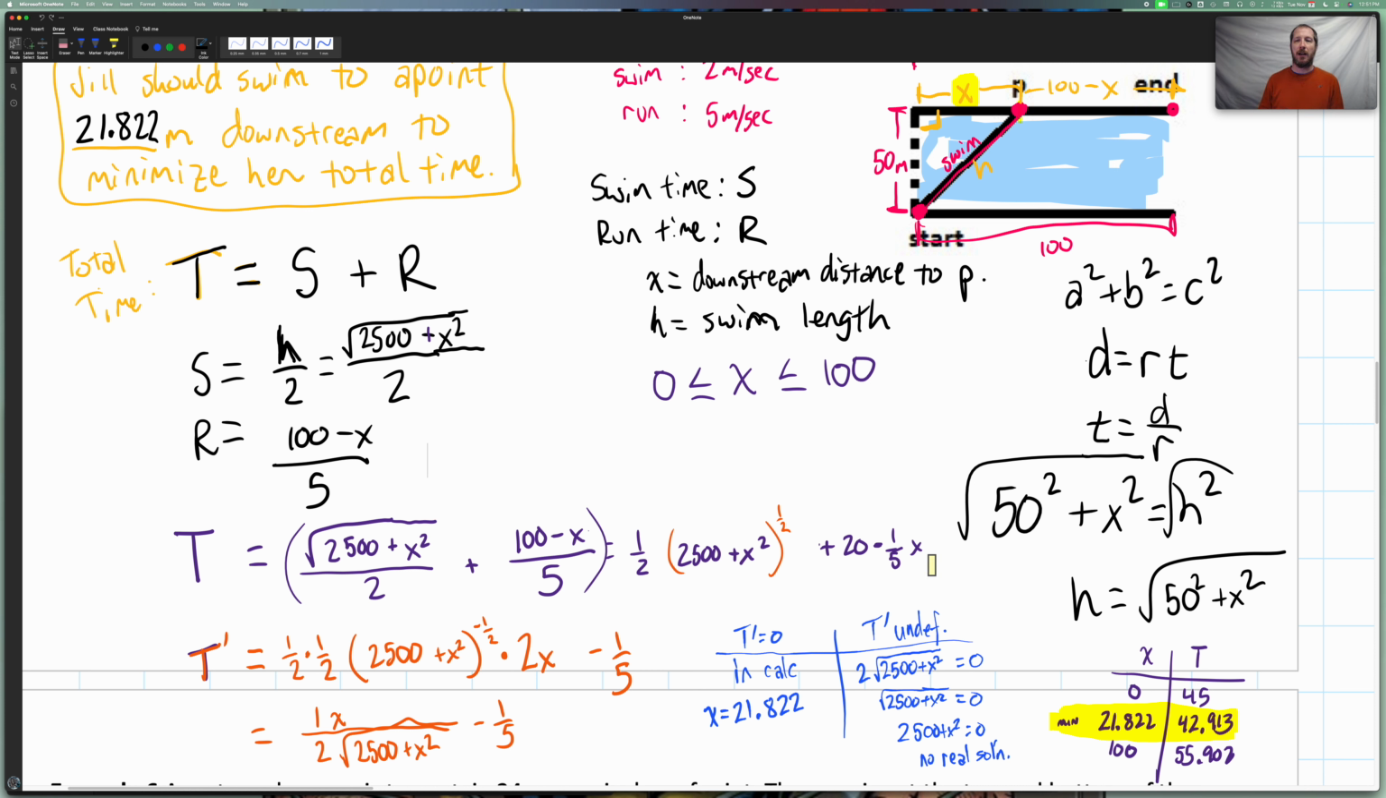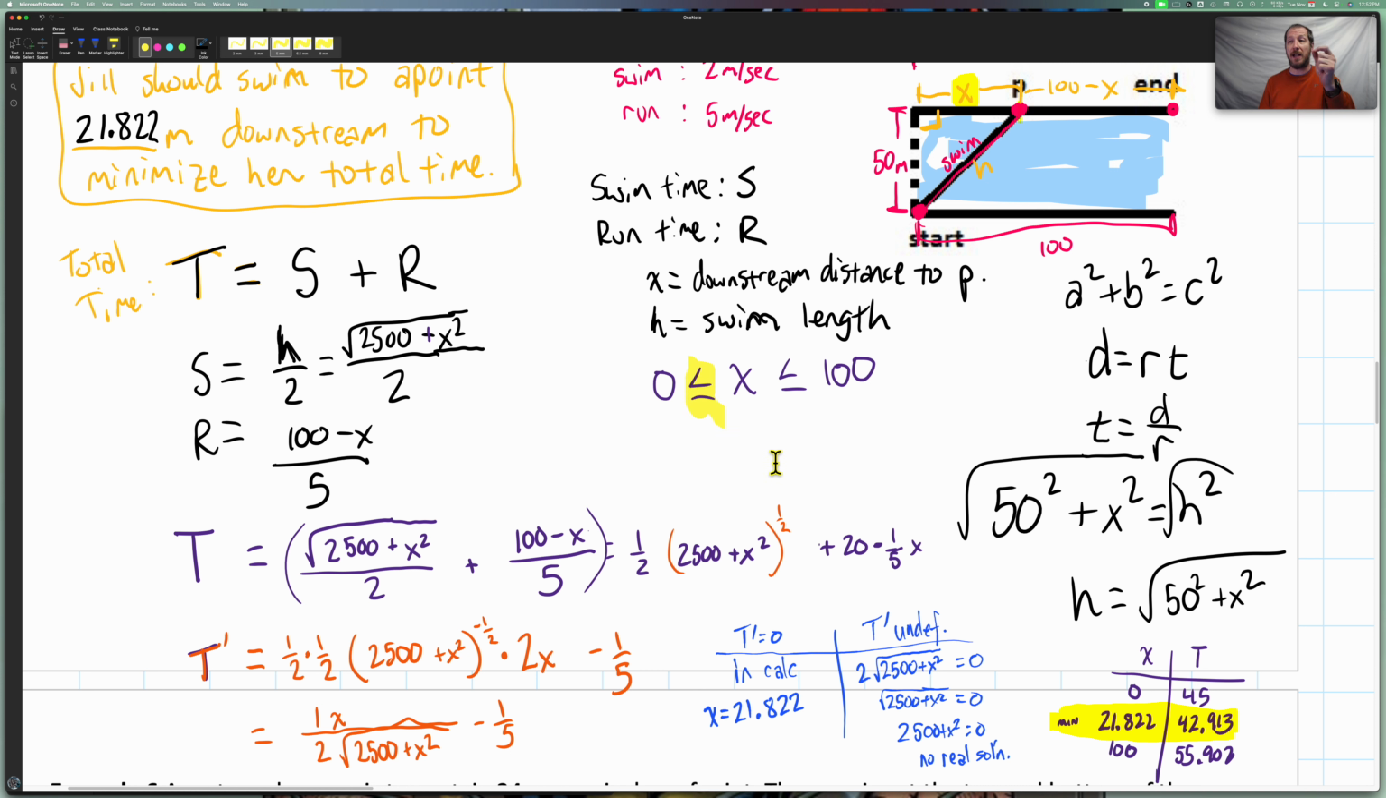Before we take the derivative of that, one thing we skipped over was our constraints for x, since x is our independent variable in this. So let's go back up to our picture and let's consider our constraints. So x is the point from directly across the river that Jill's gonna swim to. That whole side is 100 meters. So it's got to be between 0 and 100 meters. She could choose to swim straight across the river and totally minimize her swim time, but then she has to run that whole 100.